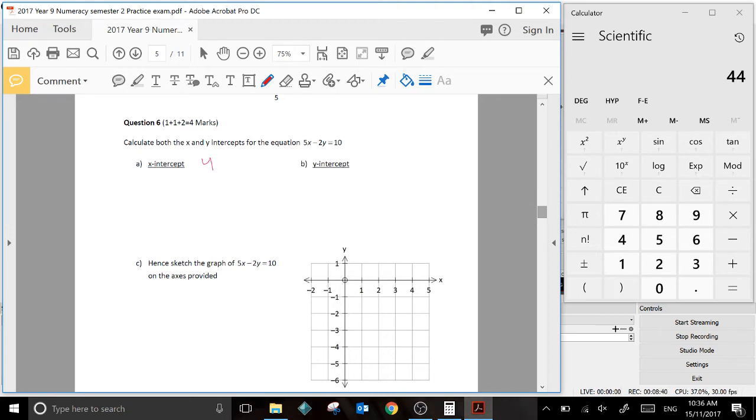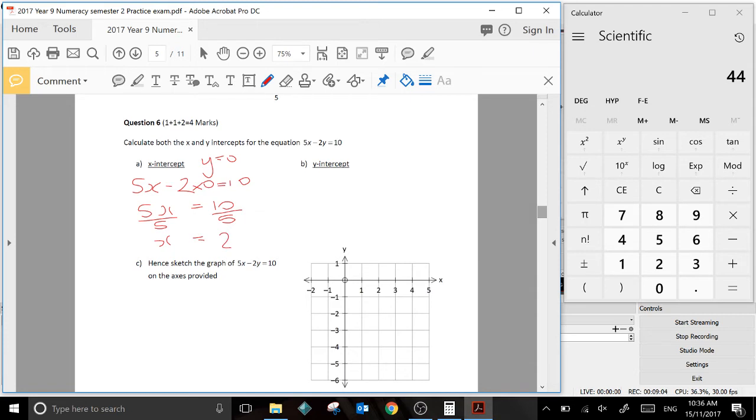To find the x-intercept, we make y equal to 0. And that means that our equation 5x minus 2y equals 10 becomes 5x minus 2 times 0 equals 10. That's 5x minus nothing. So 5x equals 10. Now how do I get from here? Well, I've got to divide both of these numbers by 5. Will give me that 1x is equal to 2.